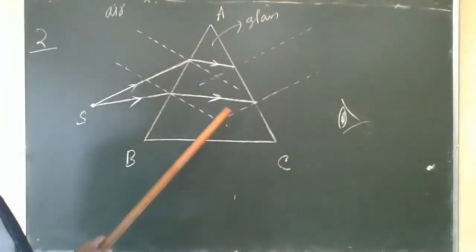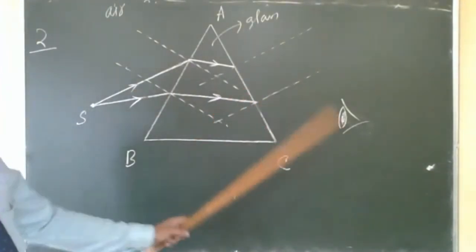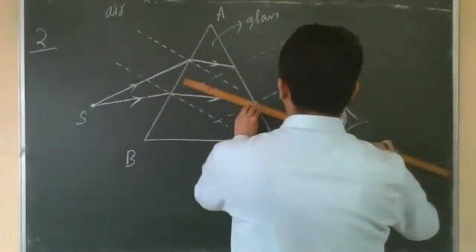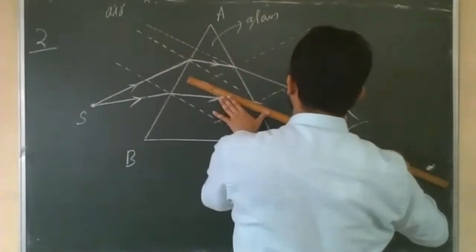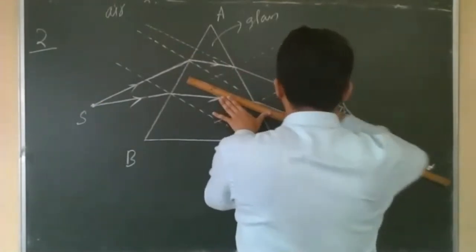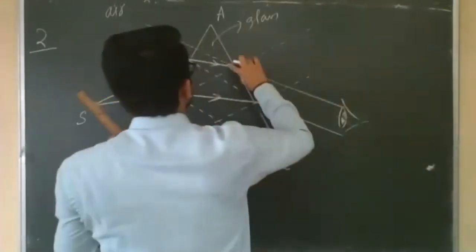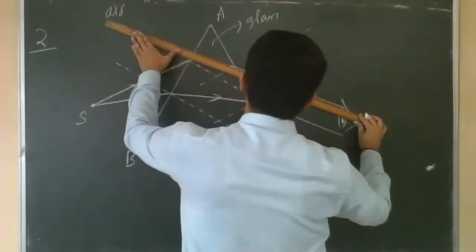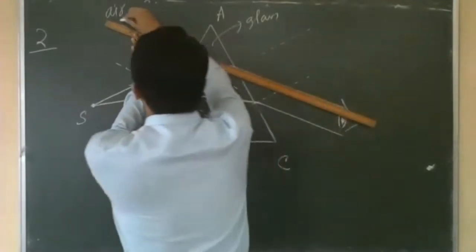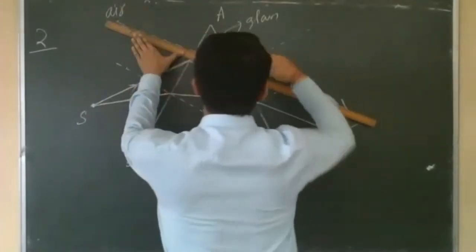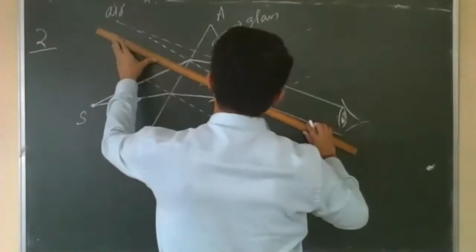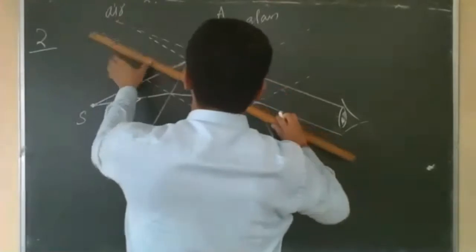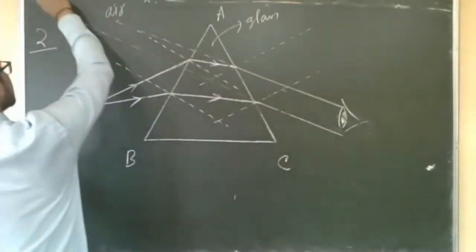Now when going from glass to air, that means away from the normal, so they will diverge. Extend them in the backward direction, and they will meet at some point. Somewhere they will meet in this direction.